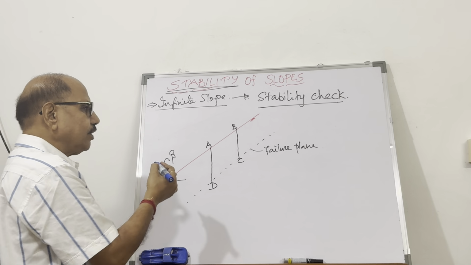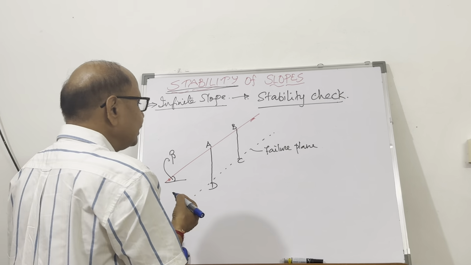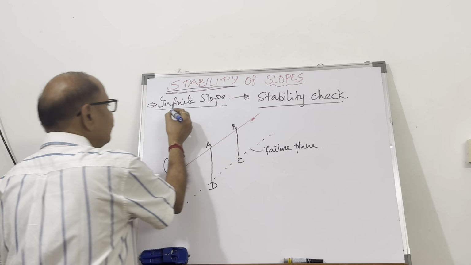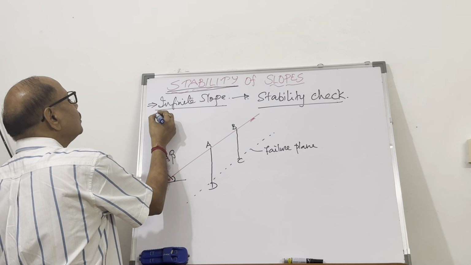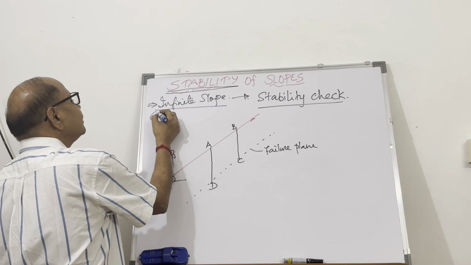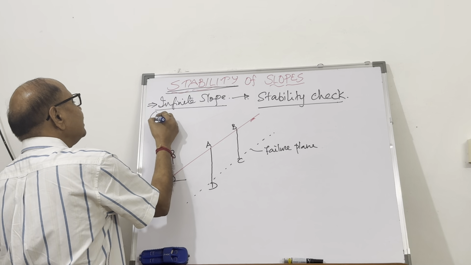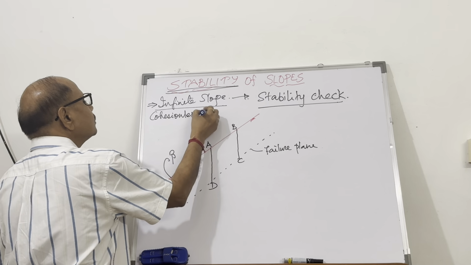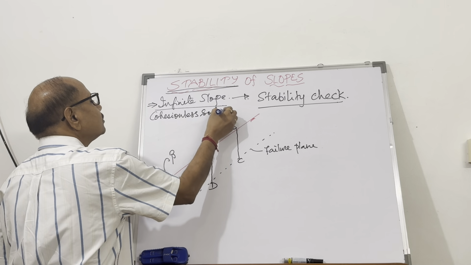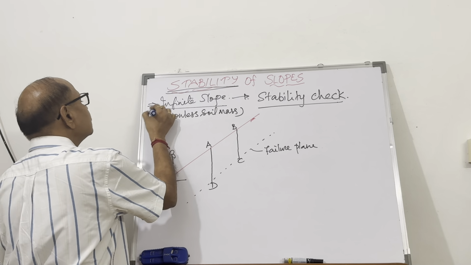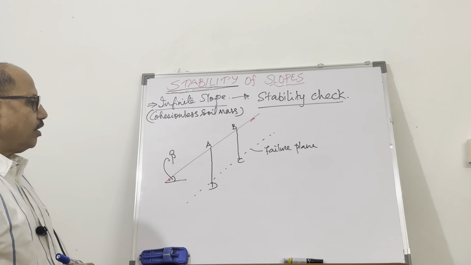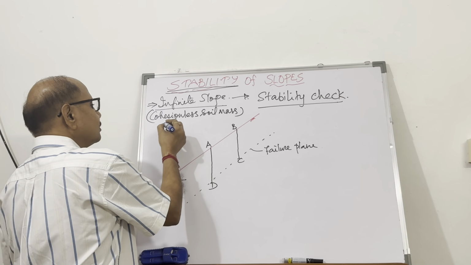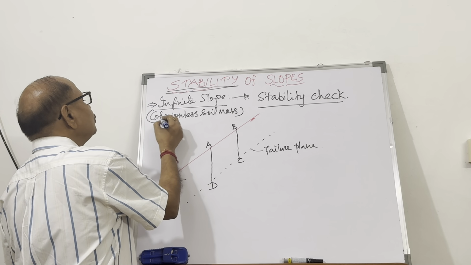And let's say it is made of cohesionless material. So stability checks of an infinite slope which is made of cohesionless soil mass. So it's made of cohesionless soil mass. Let the soil property be known to you.